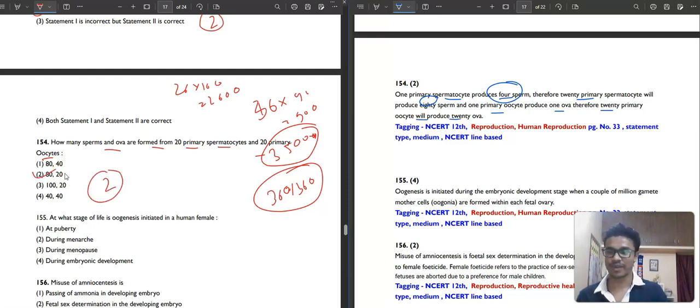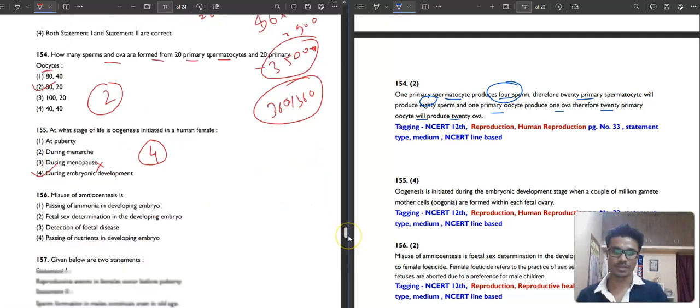Question number 155. At what stage of life is oogenesis initiated in a human female? At puberty? No. During menarche? No. During menopause? Obviously no. Then during embryonic development. So oogenesis is initiated during the embryonic development stage when a couple of million gametes are formed within each fetal ovary. So fourth option is the correct answer.